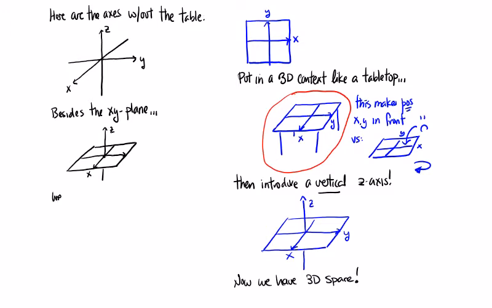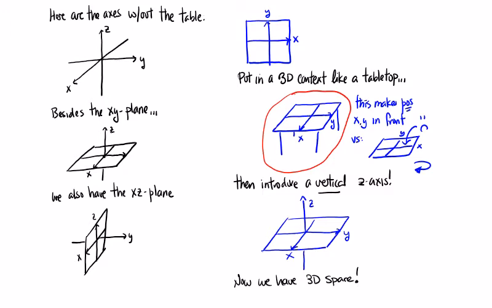We also have the xz plane. So the xz plane contains the x-axis and the z-axis. So there is our x-axis coming forward and our z-axis going up, and the y-axis goes to the right.